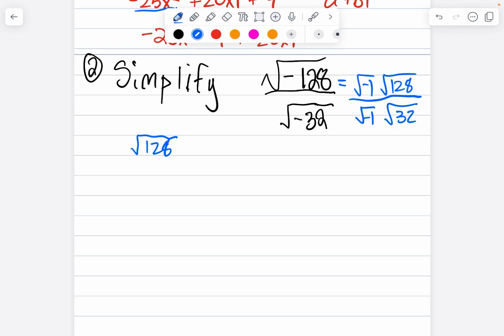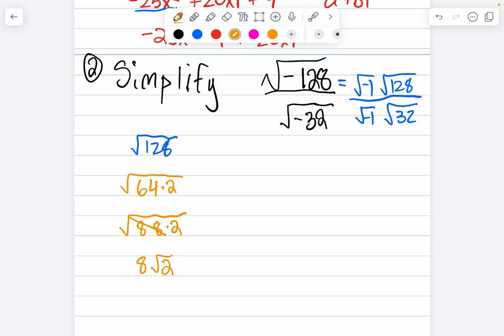So first thing I'm going to do, I'm going to see if 128 is divisible by 2. It is, so I'm going to get 128, which is the same thing as 64 times 2. Well, lucky for me, I can break down 64, right? I know my times table. 64 I know is a perfect square, so I can say 8 times 8 times 2. And when you have the same two numbers in a square root, one of them comes out, right? So I'm left with 8 square root 2. And that is the square root of 128.